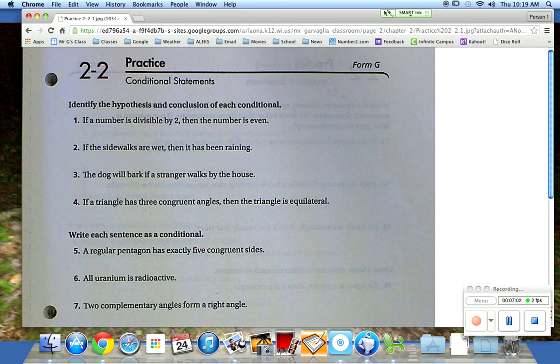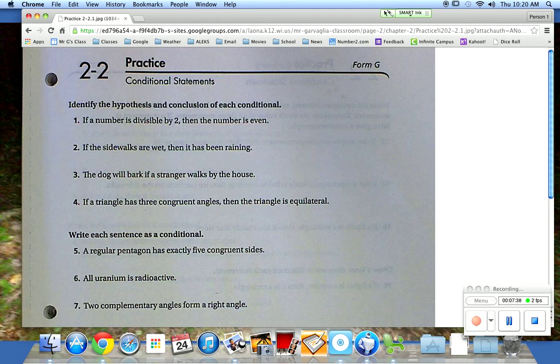I don't know. The inverse. Put knothead in it. For 3? The dog will bark if a stranger walks by the house. The inverse of that is? It does not walk by the house. That's kind of an inverse converse. No, because it didn't ask for that.